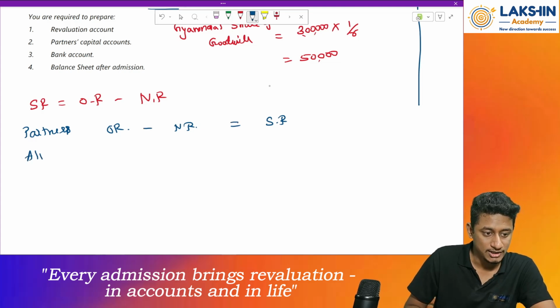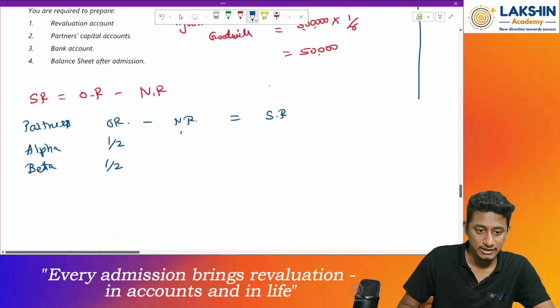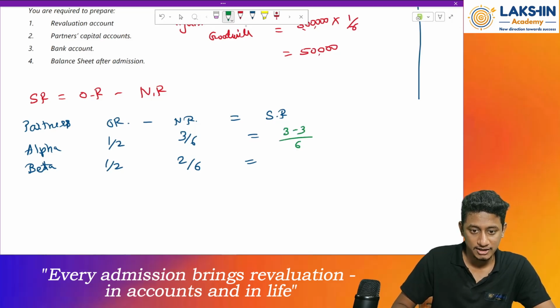So the partners are alpha, beta. What is the old ratio? 1/2, because they were equal partners. What is the new ratio? I think 3:2:1, right? So 3/6, 2/6. Now tell me the sacrifice ratio. 3/6 minus 3/6 is 0/6, which is equivalent to 0. Then in the second case, 3/6 minus 2/6 equals 1/6.